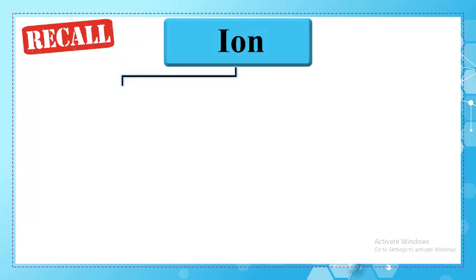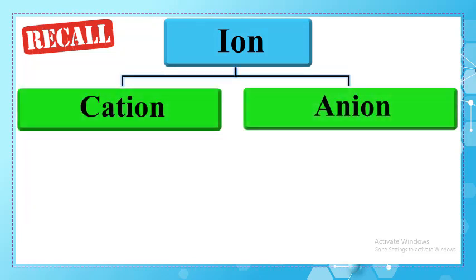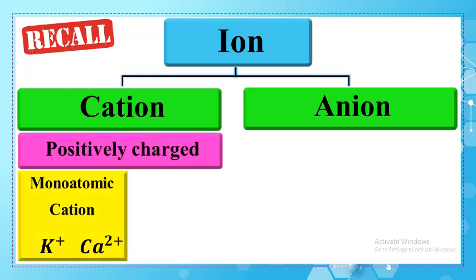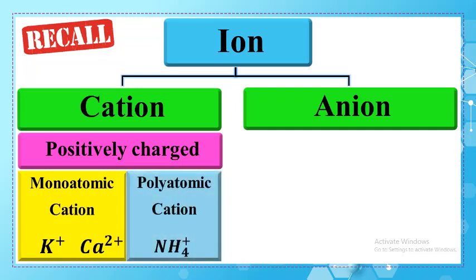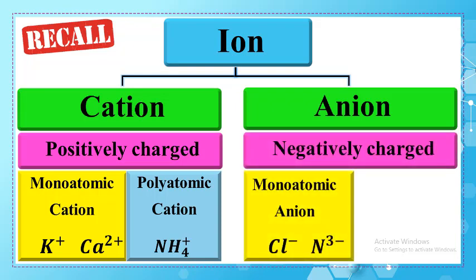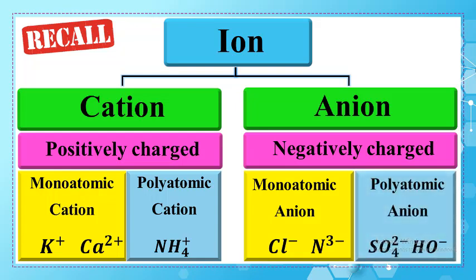An ion could be a cation or an anion. The cation is a positively charged particle. It could be either monoatomic, formed of one atom, or polyatomic, formed of tightly bonded two or more atoms. The anion is a negatively charged particle. It could also be either monoatomic or polyatomic.